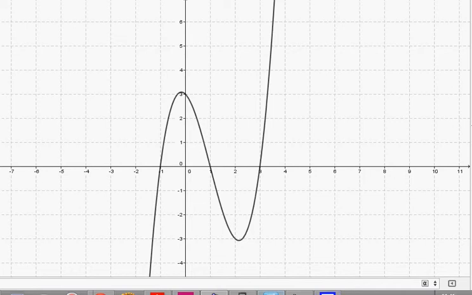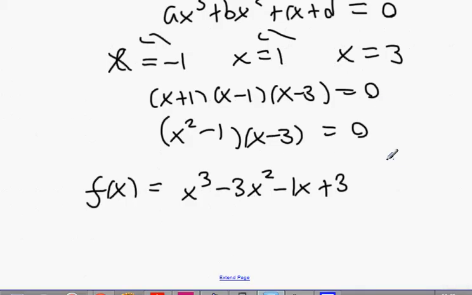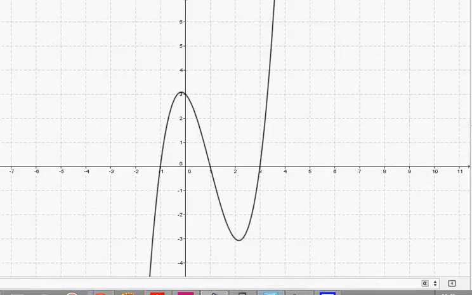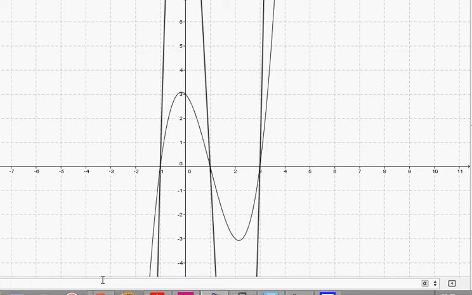What happens if I multiply all of this by a number, any number of my choosing, let's say from 1 to 5? So, for example, I'm going to change it into 5x cubed minus 15x squared minus 5x plus 15. Take this number down for me. Now look what happens when I multiply the full equation by 5. 5x cubed, minus 15x squared, minus 5x plus 15. Now look at this. What have I done?